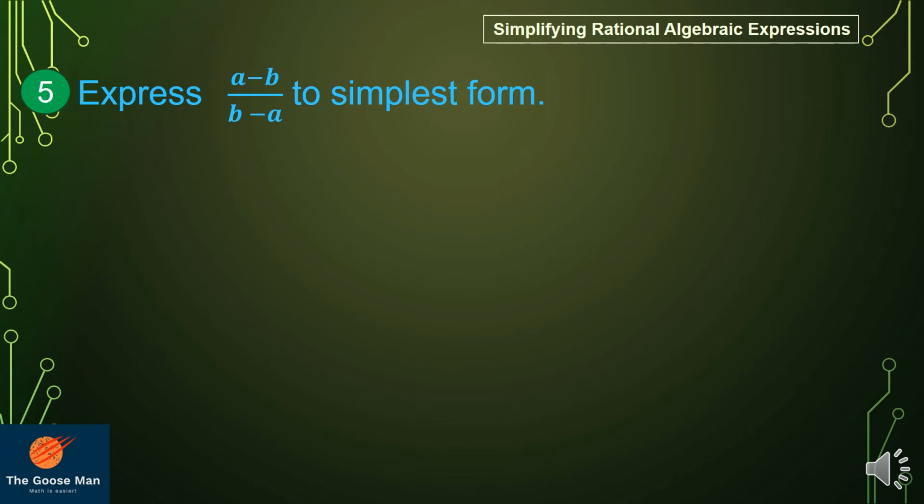There are times when you may encounter situations where the factor in the numerator is the opposite in sign of the factor in the denominator. To solve this, factor out negative 1 such that the factors will become equivalent. So let us consider this example. I have here a minus b all over b minus a. We want to express this expression in simplest form.